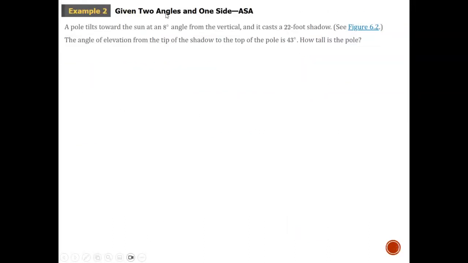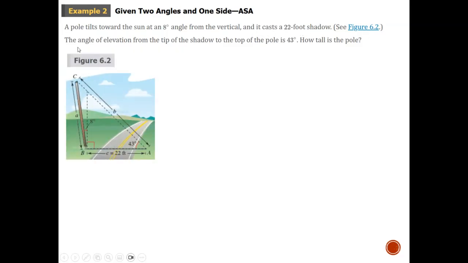Okay, here's another example. We're going to be given two angles and a side. The side is in between, so the way it's written is how we have it in the problem as well. So we have an angle, we have the side, and then we have another angle. Okay, so word problem here. A pole tilts towards the sun at an 8-degree angle from the vertical, and it casts a 22-foot shadow.